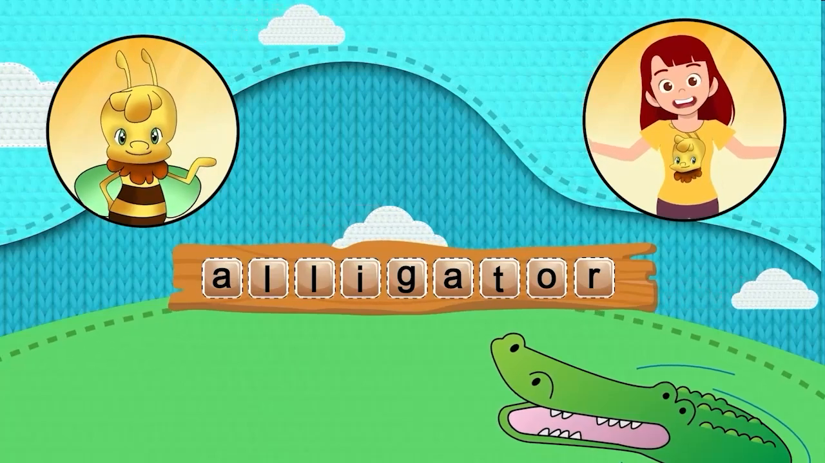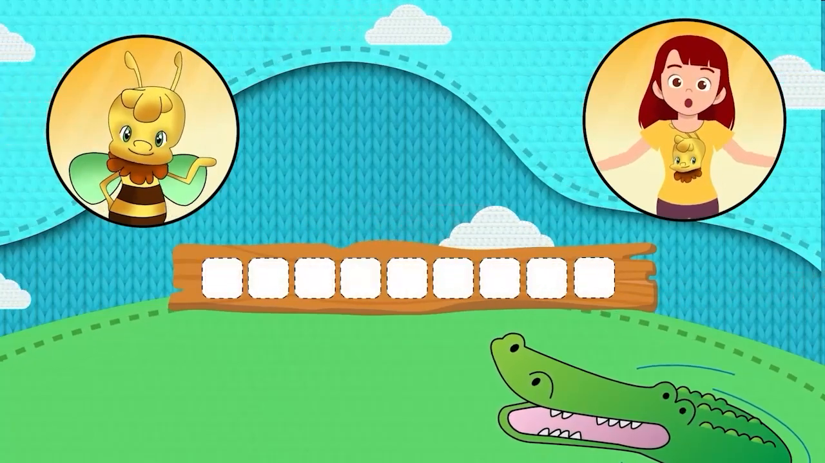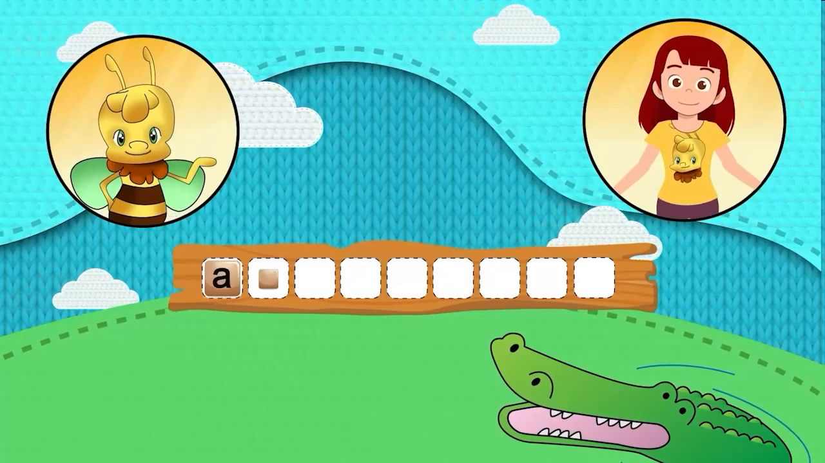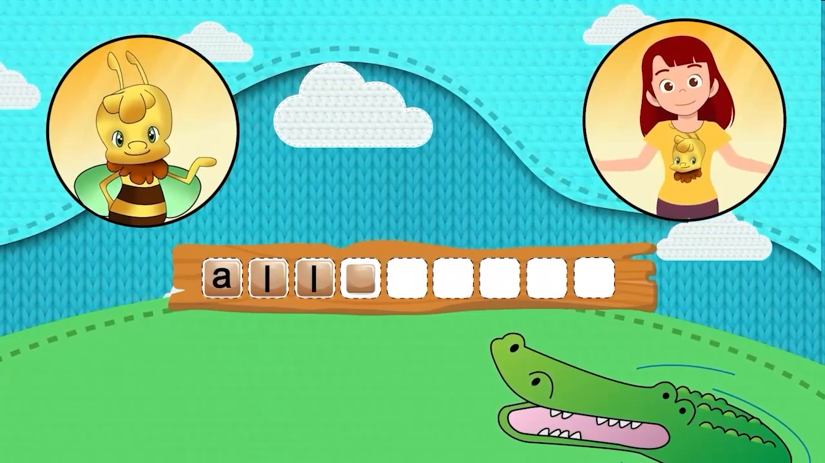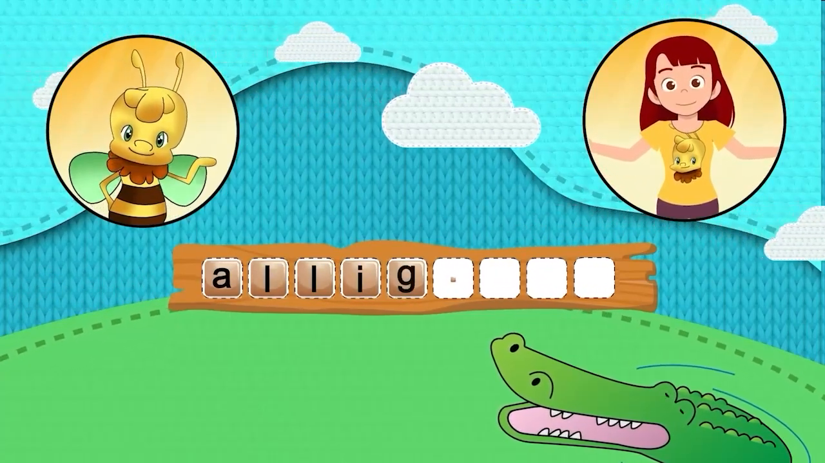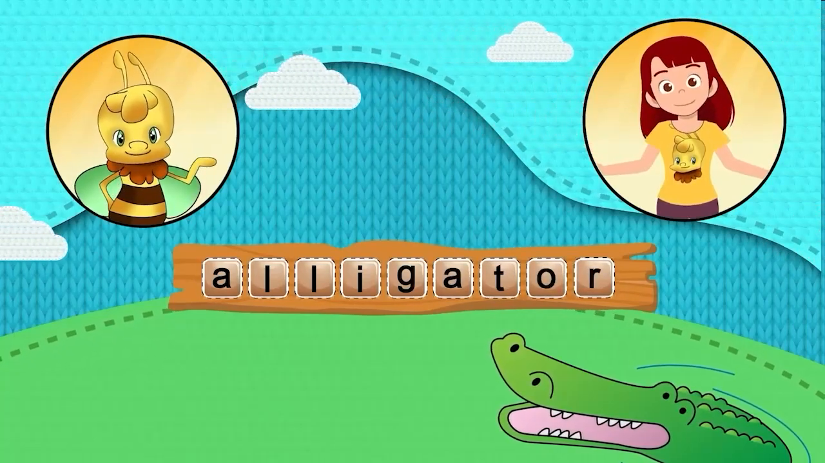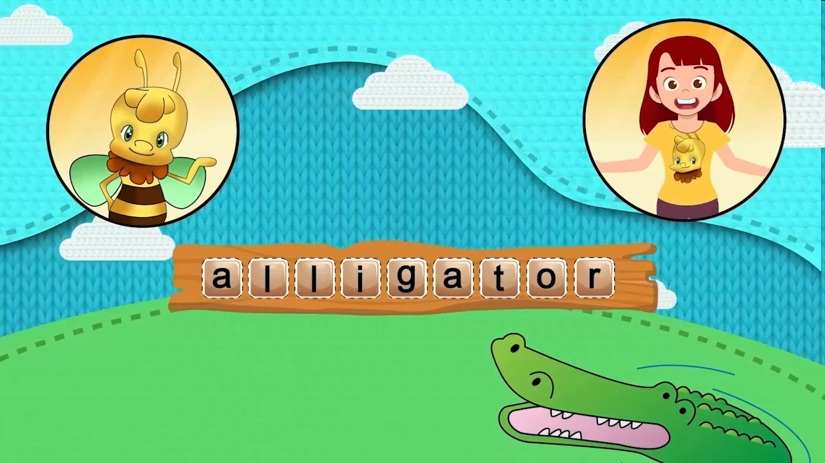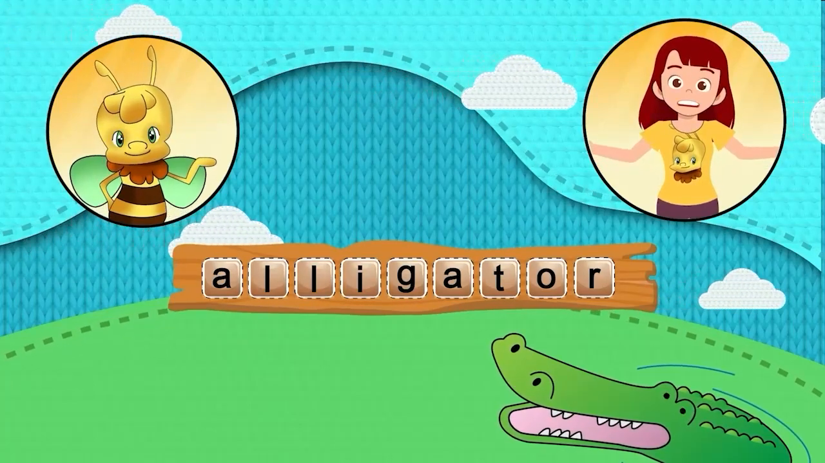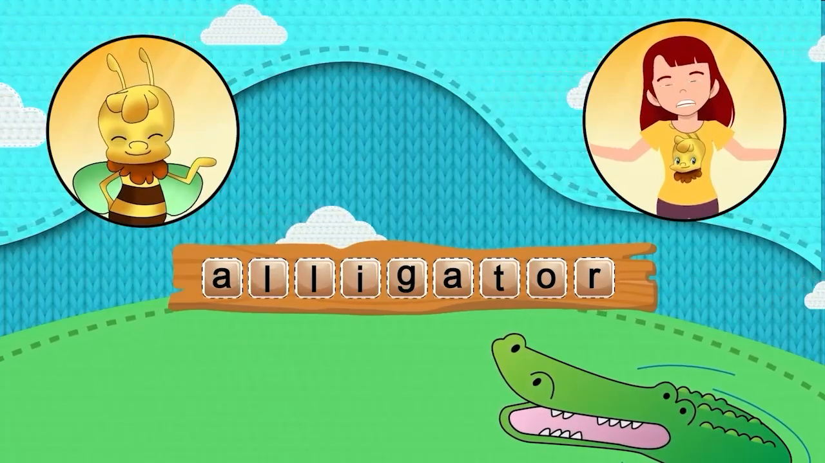Let's all spell alligator. Come on, everyone. A-L-L-I-G-A-T-O-R. Thank you, alligator. Your name is perfect for learning how to say A.